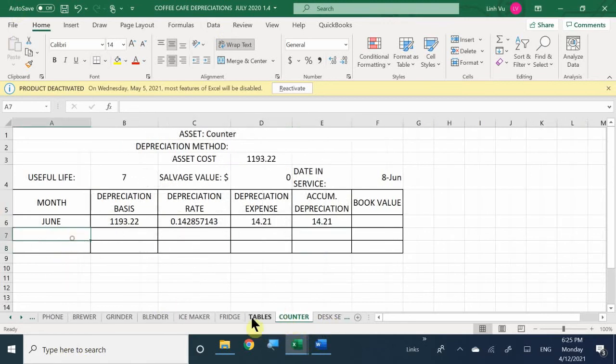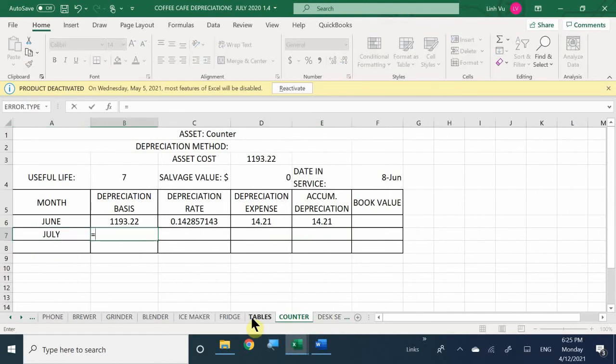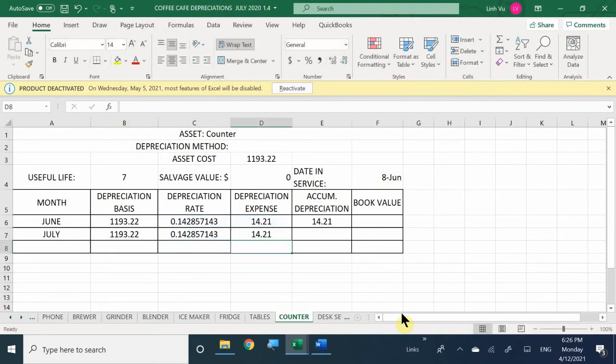So the same thing goes for our counter. We know that this is going to stay the same, and this is going to stay the same. We know this is going to stay the same, and we know this is going to stay the same. So we have another 14.21.